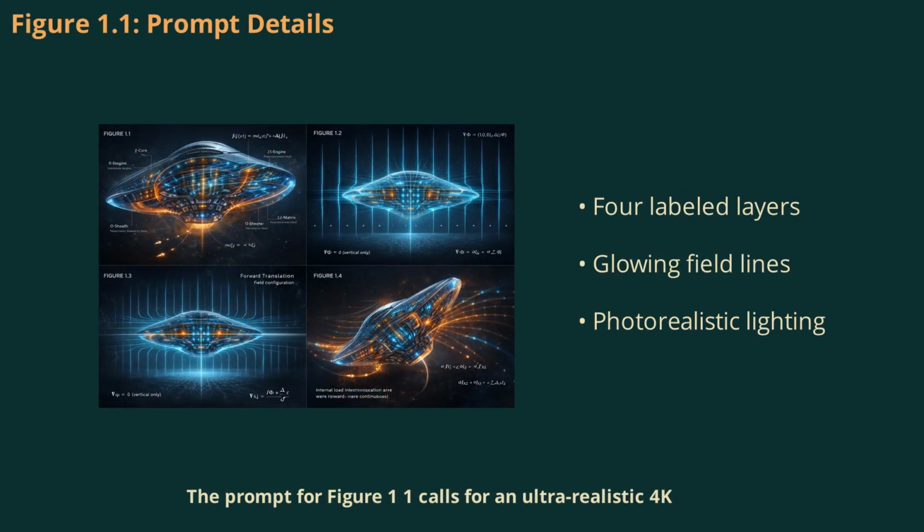The prompt for Figure 1.1 calls for an ultra-realistic 4K cutaway diagram of a futuristic lenticular field craft. The image should show 4 concentric internal layers, glowing curved field lines, and vector arrows labeled -∇φ. Inside the core, a transparent tensor grid with eigenvector arrows and magnitude annotations is displayed. Faint mathematical equations float near each subsystem, all rendered with photorealistic lighting and sharp edges.